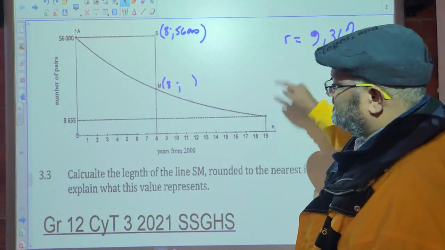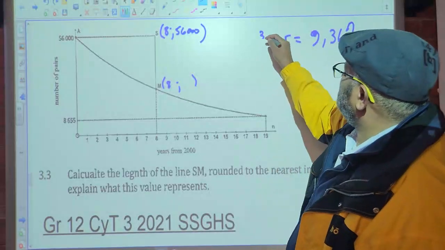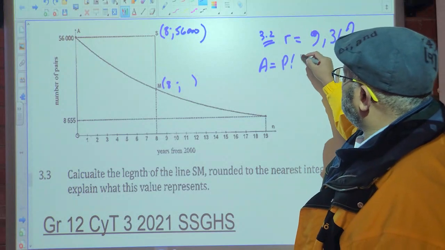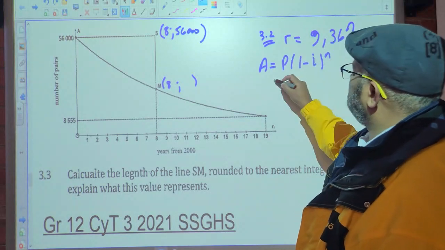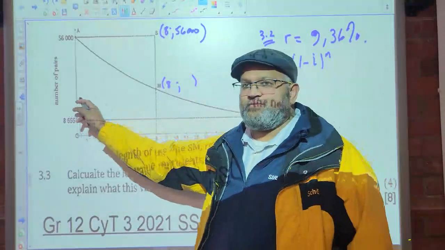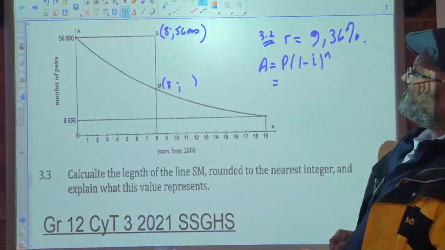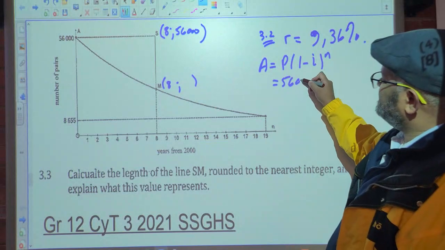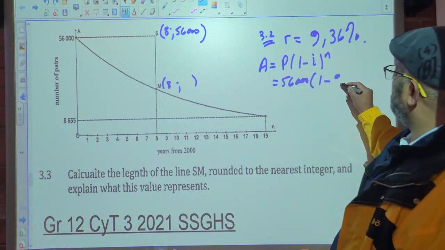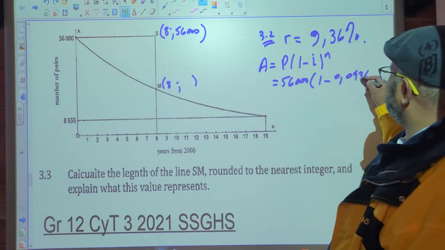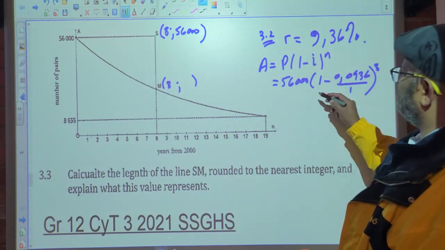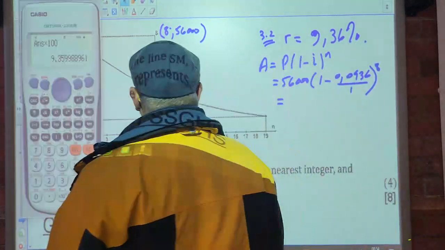Okay? This is from 3.2. So what I do is I then find A is equal to P into 1 minus i to the exponent n. So the A value would be this value here, which is your Y value. Can you see that, people? They started off with 56,000 into 1 minus i, which is 0,0936 over 1. I don't need to put over 1 to the exponent 8, as it's for 8 years.